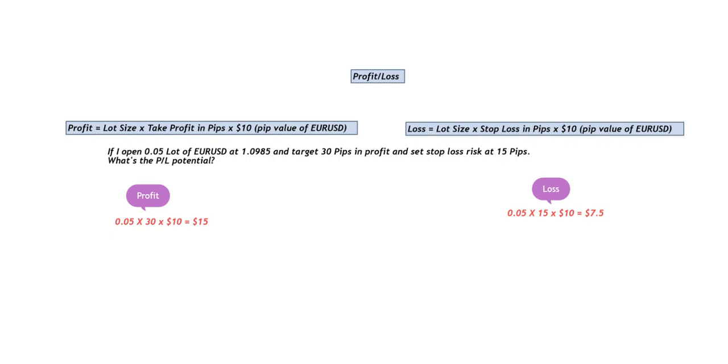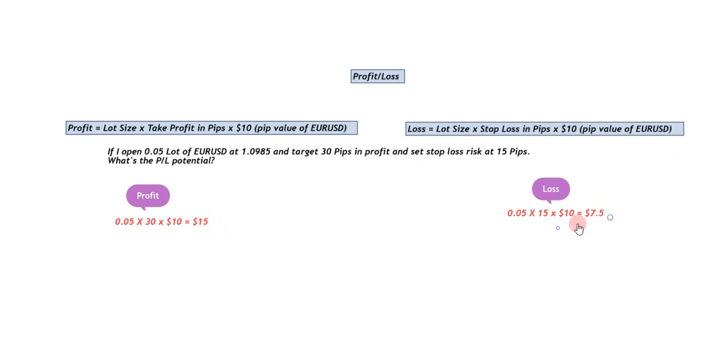For the profit potential, if the price gets to 30 pips profit, that is going to be 0.05 multiplied by 30, then multiplied by $10, and that's going to give us $15. So that means if this fellow is able to make 30 pips profit, as he targeted, then the result is going to give him $15.